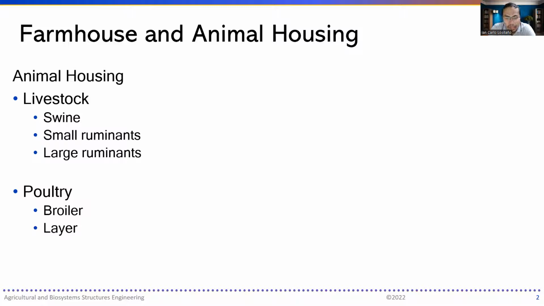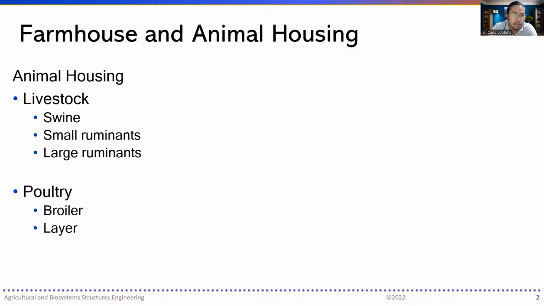So with that granted, we have next the animal housing. And in this regard, we have two kinds of animals that are covered, two categories. Although we have, I think, probably five or more animal types concerned. But in general, we have the livestock and poultry.